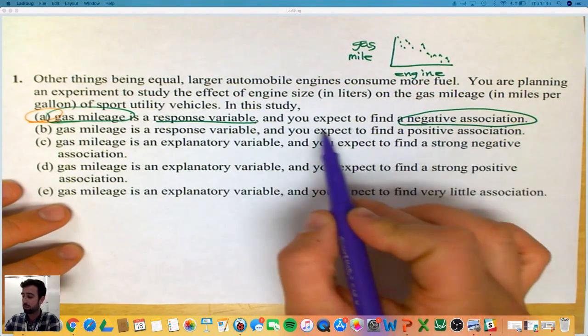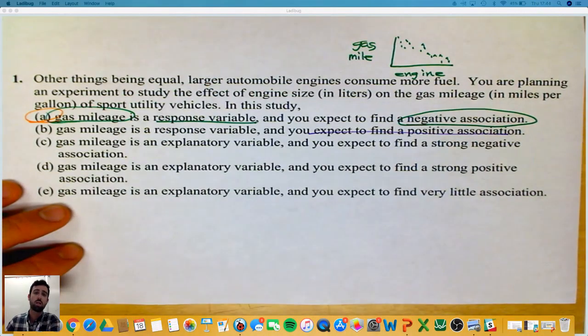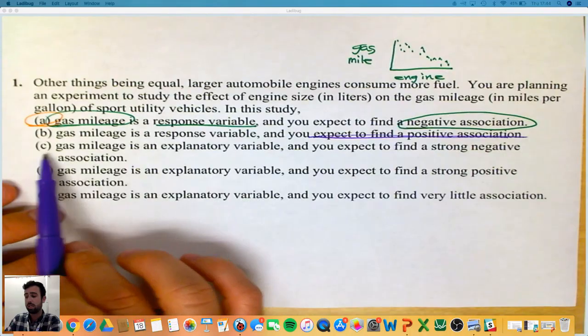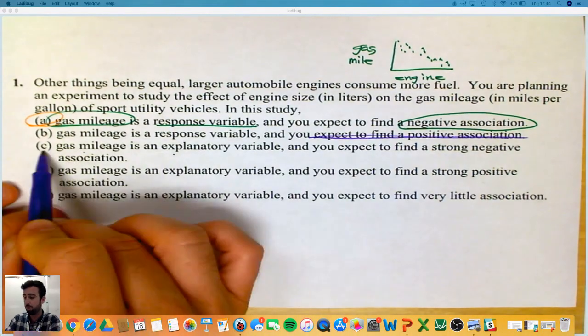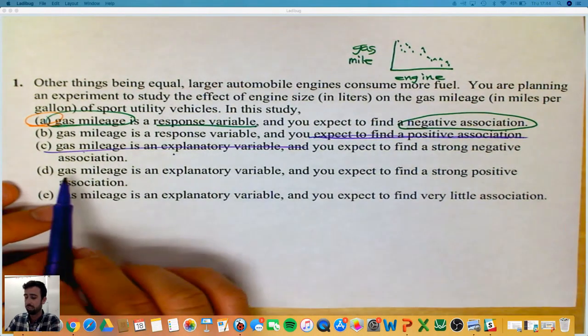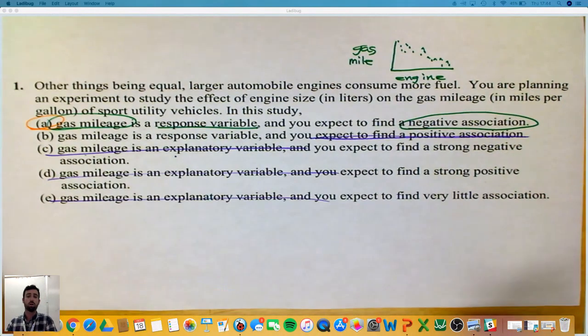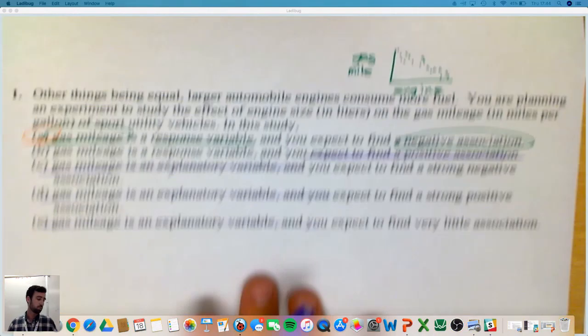We wouldn't expect a heavier engine to produce higher gas mileage. That wouldn't work. C, gas mileage is the explanatory variable. Nope, wrong right away. So we can eliminate a couple choices real quick.